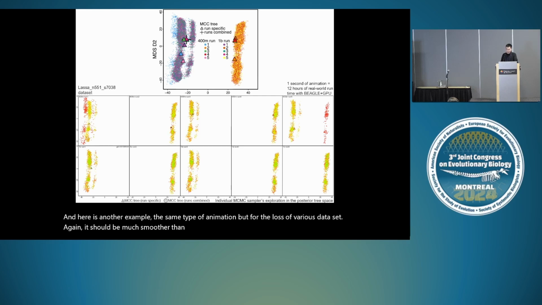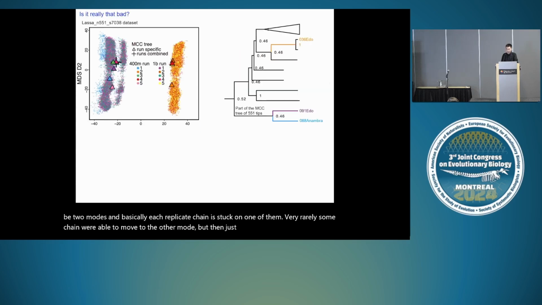And so we can see there appear to be 2 modes. Basically, each replicate chain is stuck on one of them. Very rarely, some chains were able to move to the other mode, but then just got stuck there again. So is the convergence really that bad? Let's look closer at the inference of this data set.